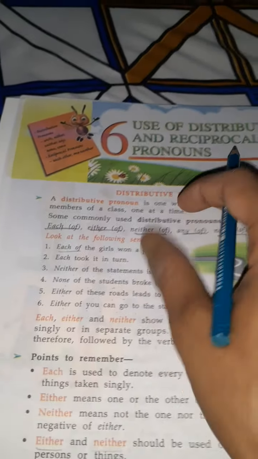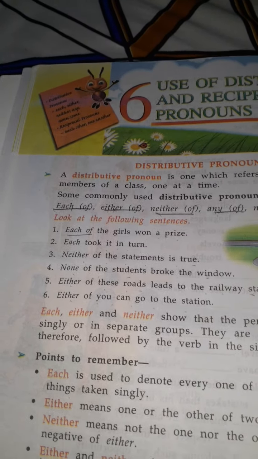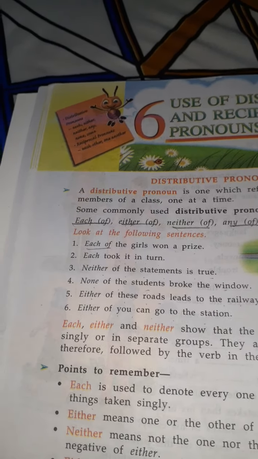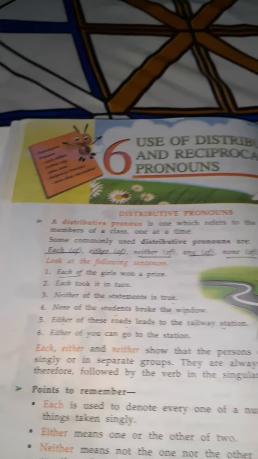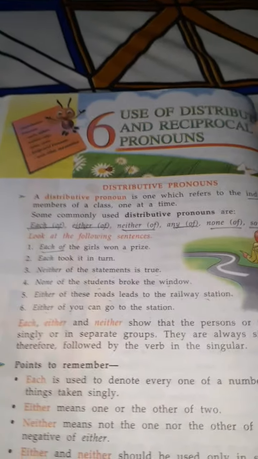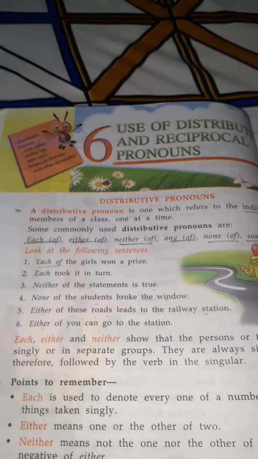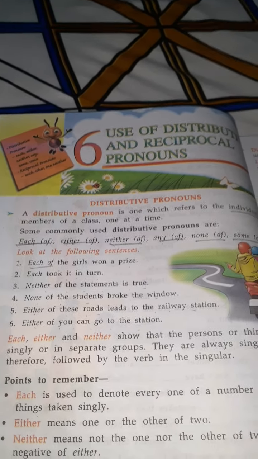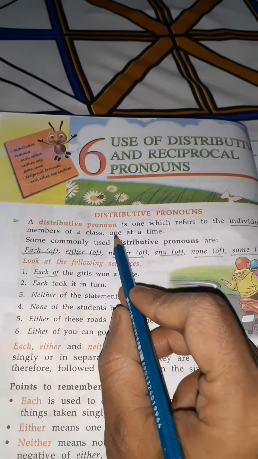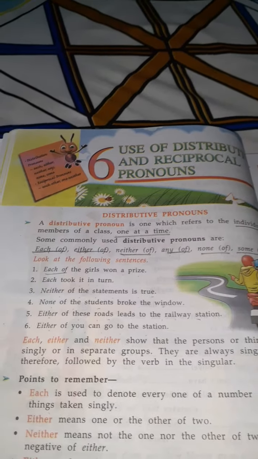So today we are going to revise the last chapter, use of distributive and reciprocal pronouns. A distributive pronoun is one which refers to the individual members. In the previous class, when we went through the chapter, I told you that a distributive pronoun is one which refers to the individual members of a class, one at a time. The most important thing is one at a time. This is a very important part.